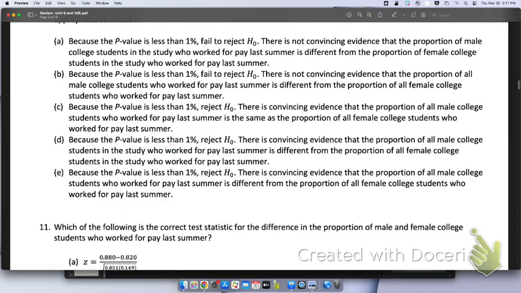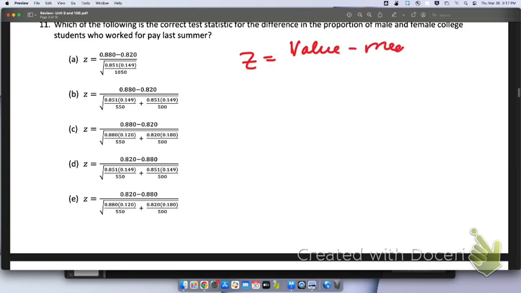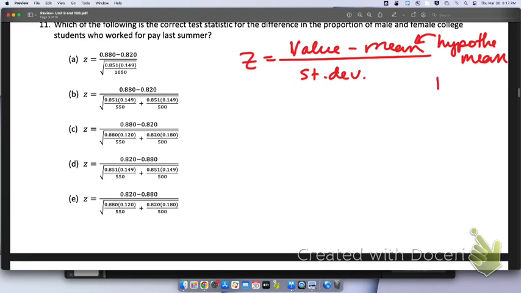Okay, number 11. Which of the following is the correct test statistic for the difference in proportions of male and female college students who worked last summer? So again, our z-test statistic is going to be our value minus our mean divided by our standard deviation. Now, remember, our mean is our hypothesized mean. Our hypothesized mean is that P for male, the proportion of males equals the proportion for females, and therefore they have a difference of 0.